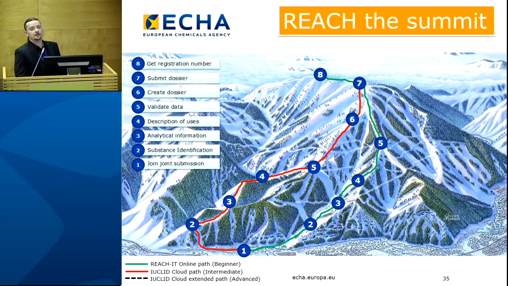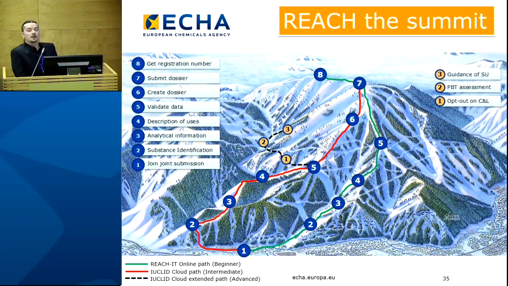The advanced starts from number 5, so after you validated the data for the first time, you go off to the left a bit to look at the nice scenery there. You do an opt-out of the CNL. You do a quick PBT assessment. You put different guidance of safe use than the lead has provided, and you provide your own chemical safety report for the substance. And then you revalidate, export the dossier, and submit it for getting the registration number later on. So this advanced part you can choose depending on time and feeling when you get to after the first set of validation.